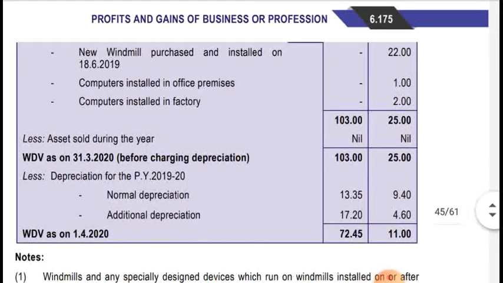So WDV as on 31st March 2020 before charging depreciation. This is the WDV before charging depreciation. So less depreciation for the previous year 1920, that is normal depreciation. We have completed the total. So normal and additional depreciation are done separately, that is 13.35 and 17.2 in case of the 15% block, and 9.4 and 4.6 in case of the 40% block. So WDV as on 1st April 2020 is coming to 72.45 in respect of the 15% block, and 11 in case of the 40% block. Okay, hope you have understood this one.